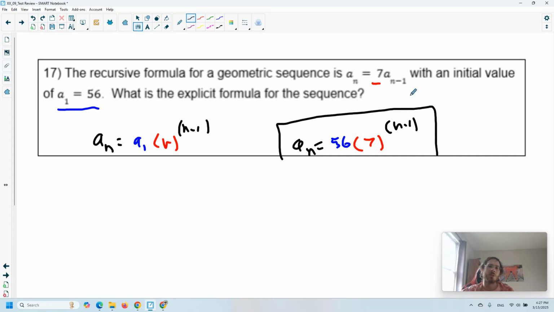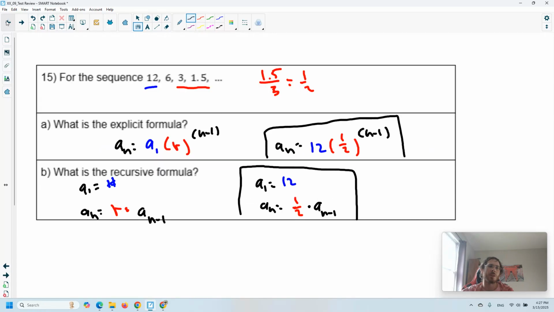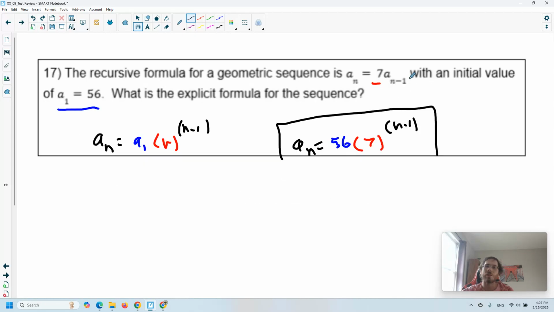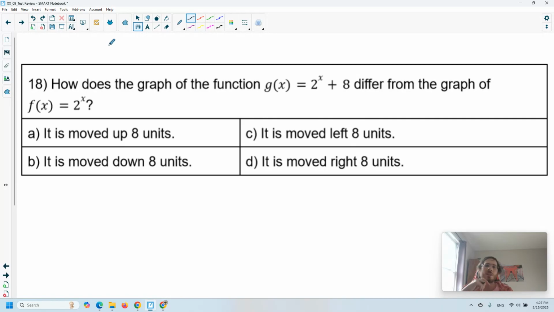So again, these two give us a little bit of a hint, in case we forgot what our formulas were over here for 15, for A and B. There's a little hint for the explicit, and a little hint for the recursive, because it just tells you which is which. For 18, we have to find out how this differs from the graph of 2 to the x. We know that plus 8 on the end is just going to go up 8. So we're done. If we want, we can double check it.